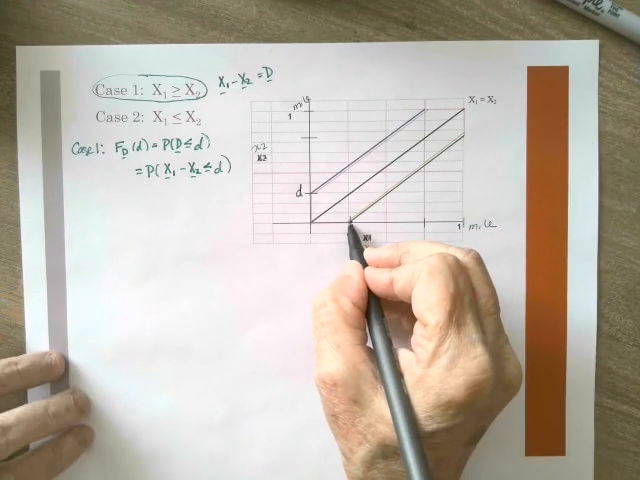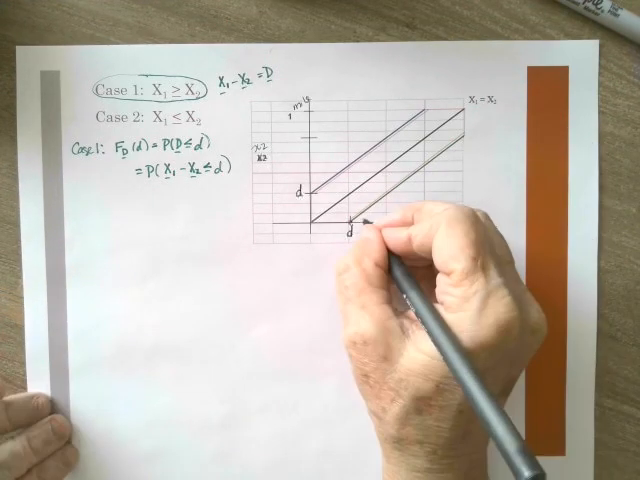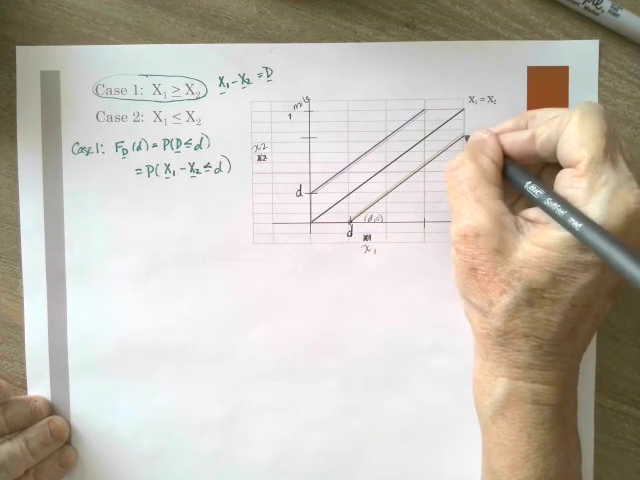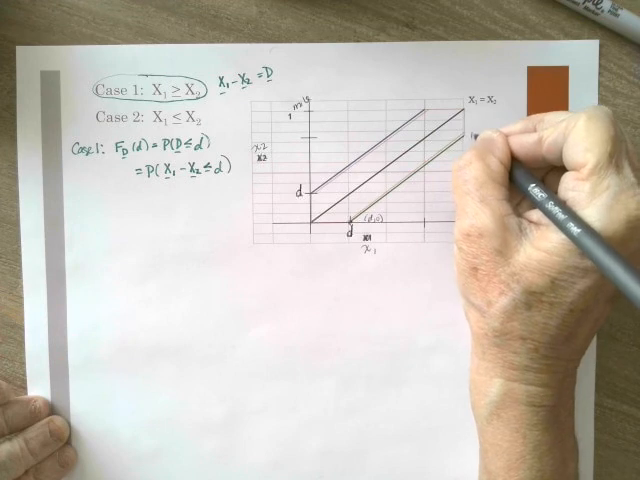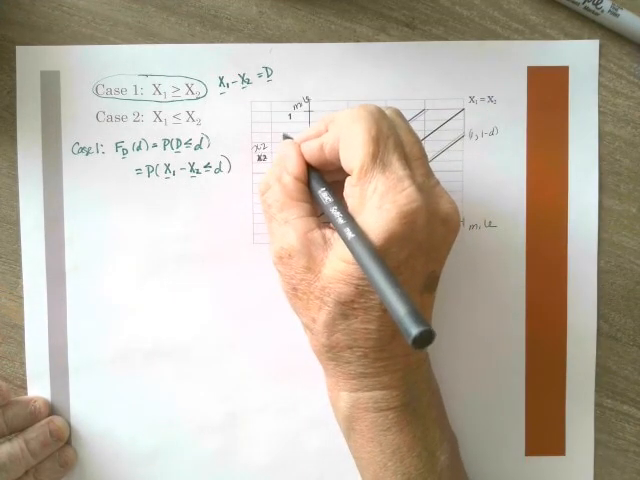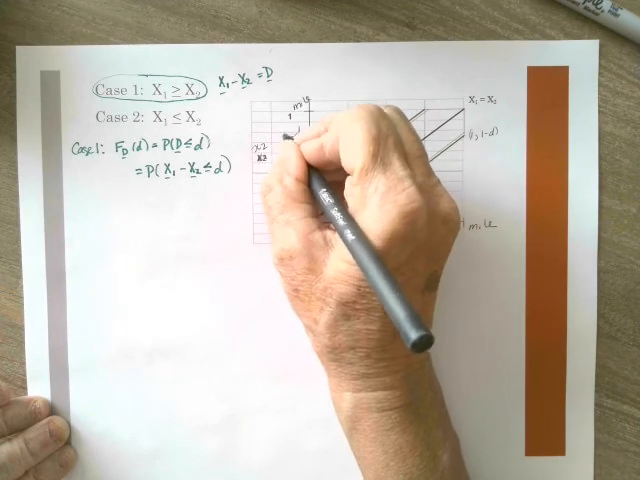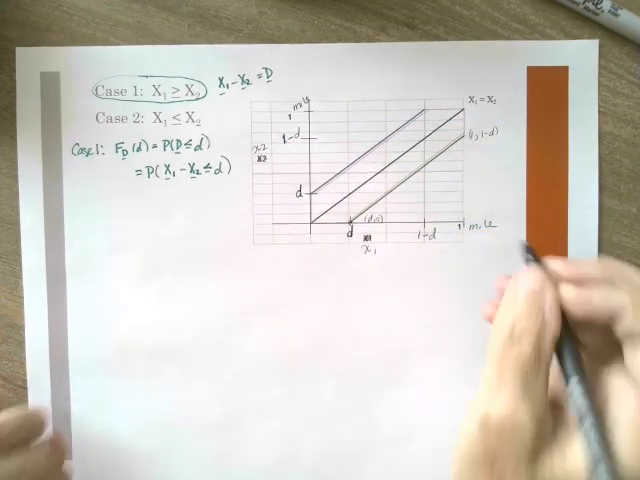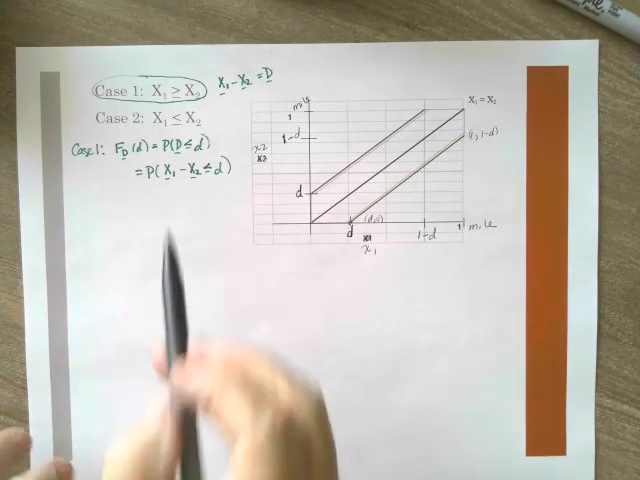This coordinate here, just to be clear, is d and 0. And this coordinate right here is 1 and 1 minus d. And this is going to be 1 minus d here. And this value here is 1 minus d. So the whole point of this is I'm just trying to plot this region.